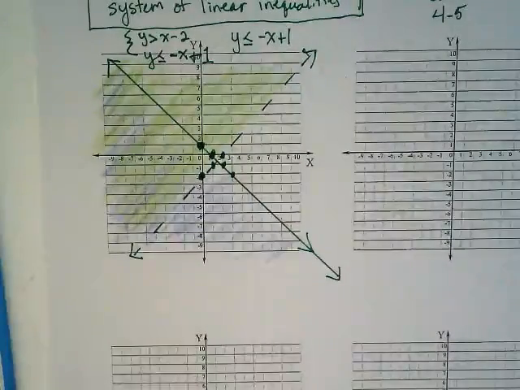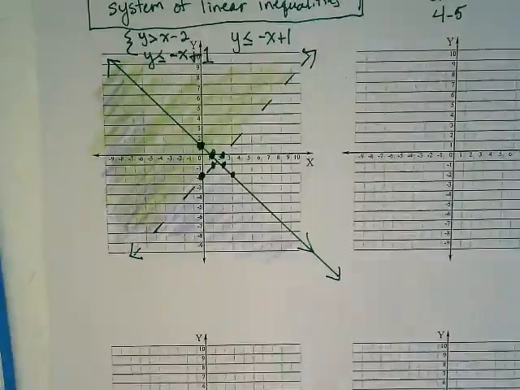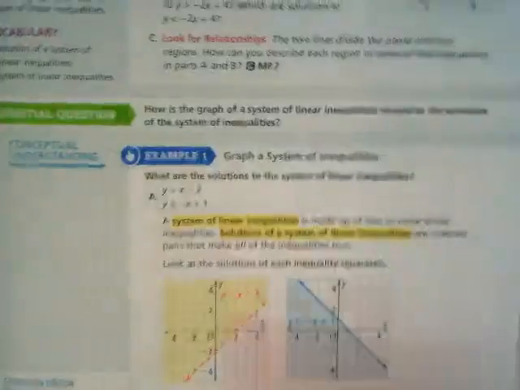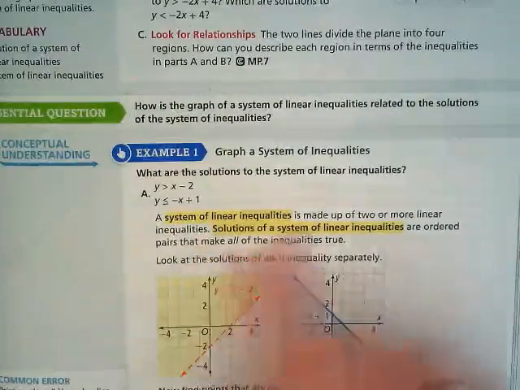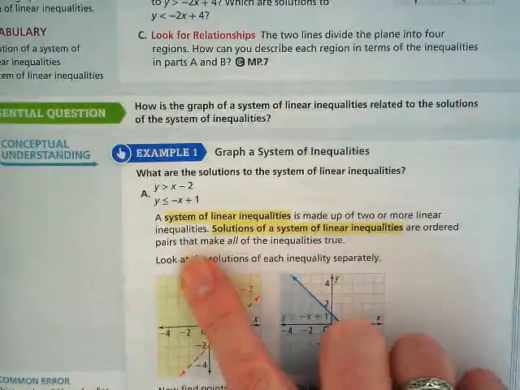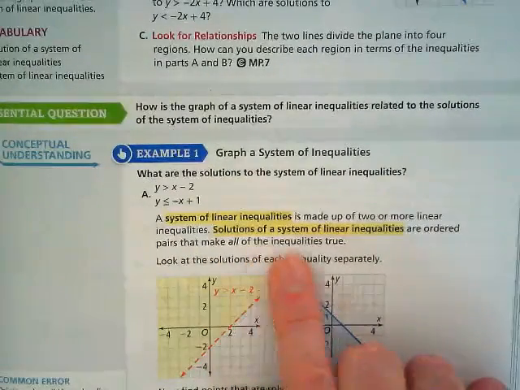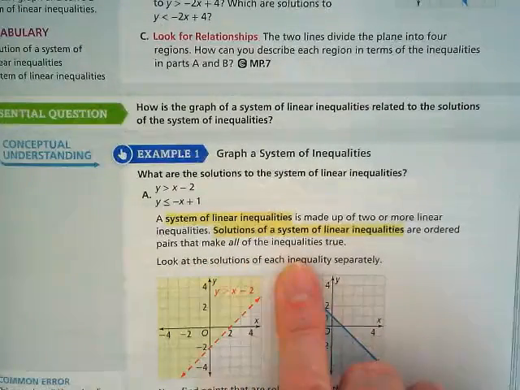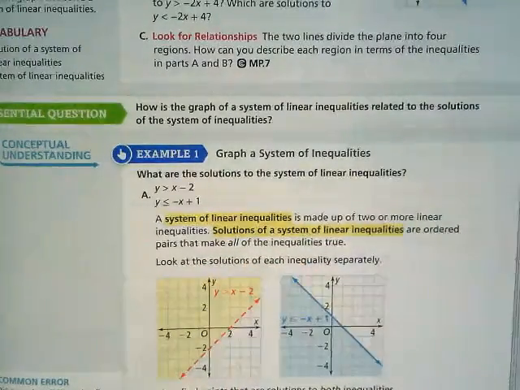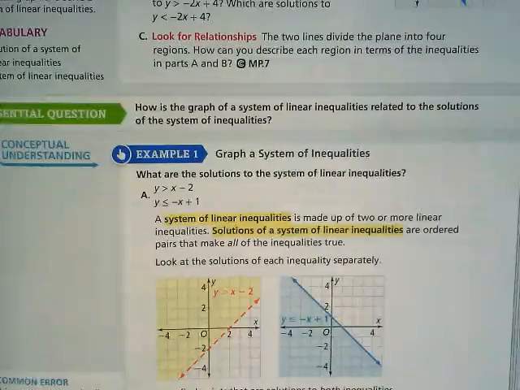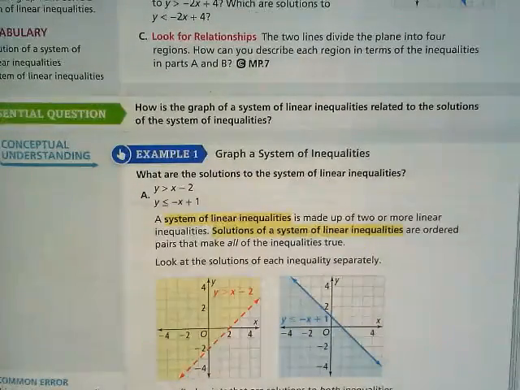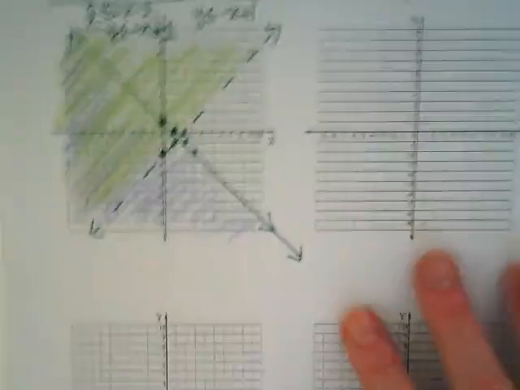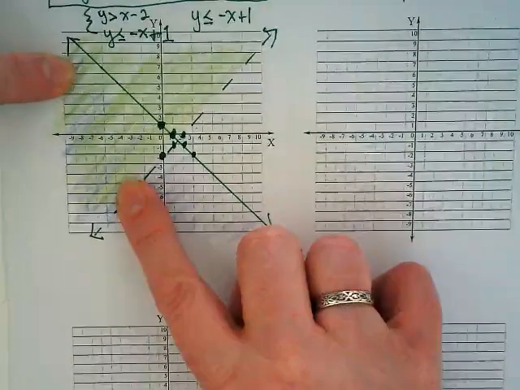And I'm going to put the book underneath the camera for a moment, because I want to show you the definitions without making you all get out the book. It says here, a system of linear inequalities is made up of two or more linear inequalities. Solutions of a system of linear inequalities are ordered pairs that make all of the inequalities true. There's a whole bunch of possibilities, and you know that. If we're dealing with inequalities, there's not just one answer, there's a lot of answers, right? The area where the answers for this set of inequalities are is the double shaded area.